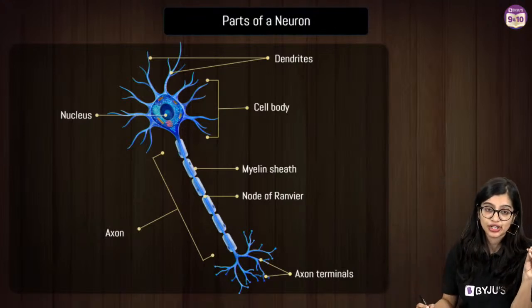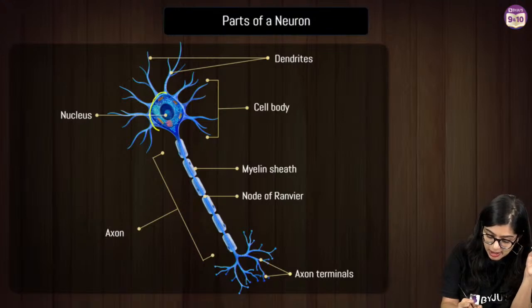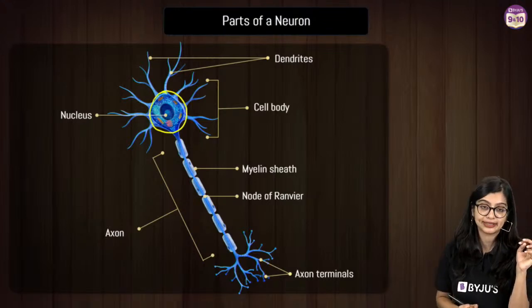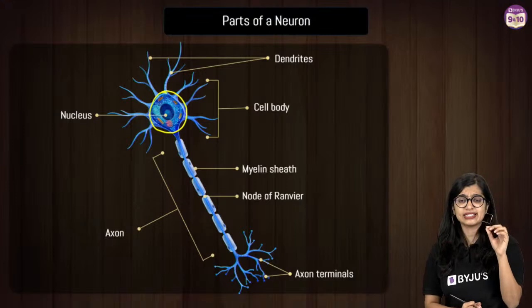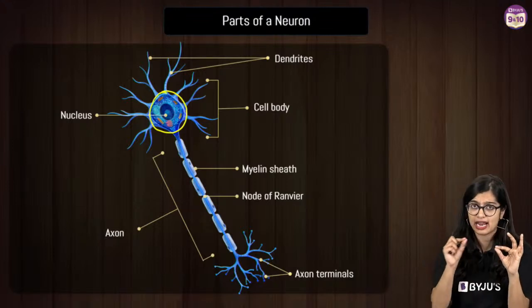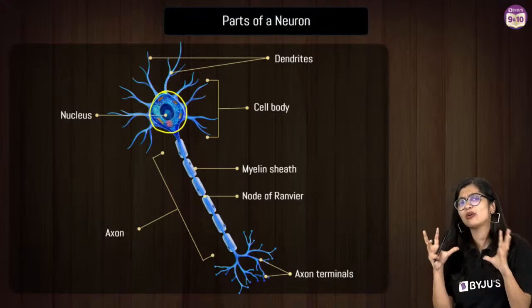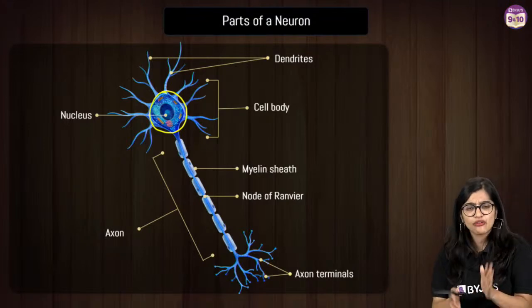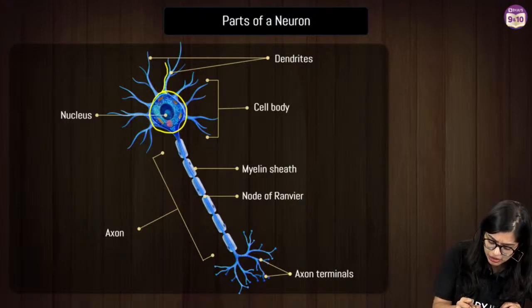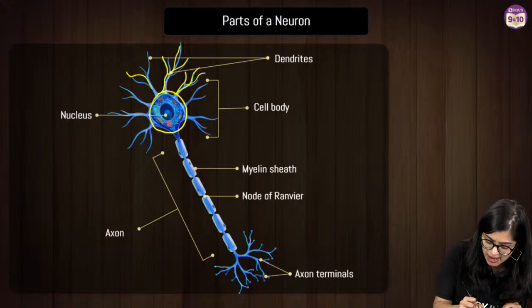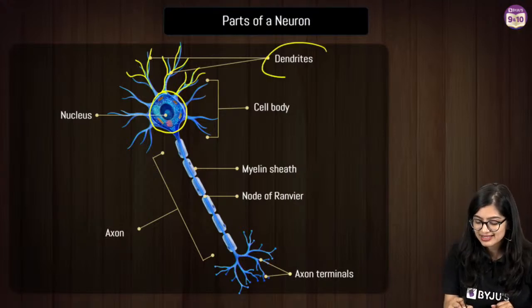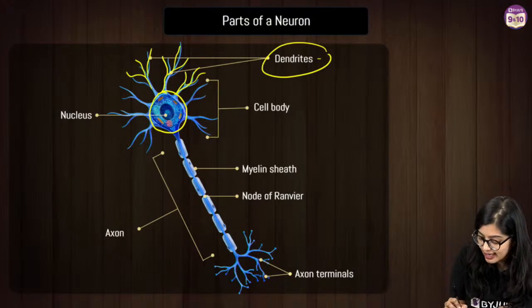Now when you talk about the neuron, we see that neurons have a prominent cell body, okay? This is mainly the main part of the cell. Now from here we see that there are some branches which come out, which we call dendrites. So what are dendrites?